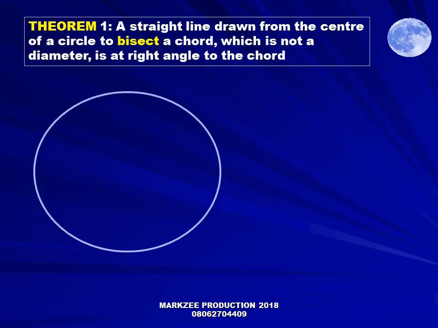And we have our first theorem here. A straight line drawn from the center of a circle to bisect a chord which is not a diameter is at right angle to the chord.